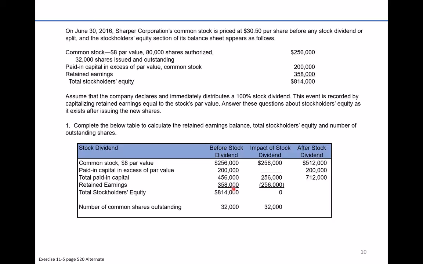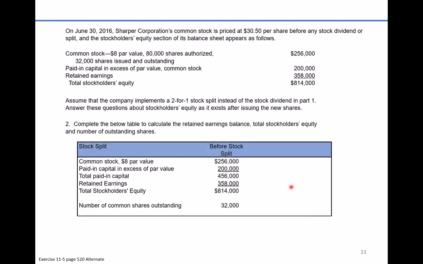But look what's going to lower here. Retained earnings is going down by the amount of the dividend, so we'll take $358,000 minus $256,000 to get new retained earnings of $102,000. But does the total stockholders' equity change at all? No, not whatsoever. It is still $814,000. But how many shares of common stock are outstanding now after the 100% stock dividend? Well, it goes up to 64,000. Let's move on to the second part of the problem.